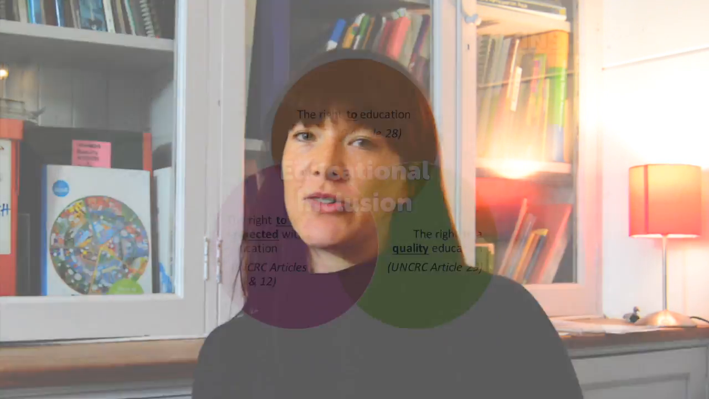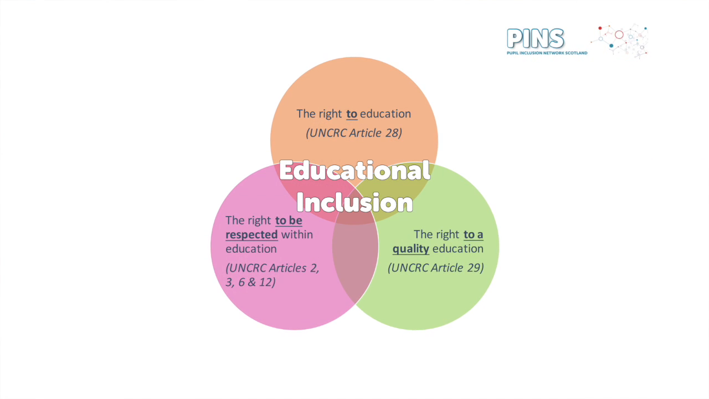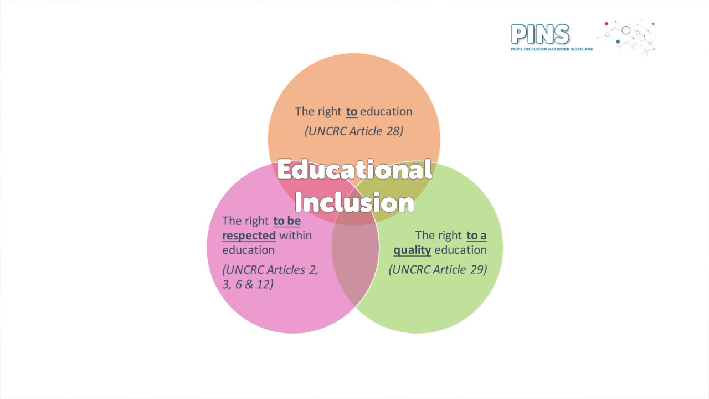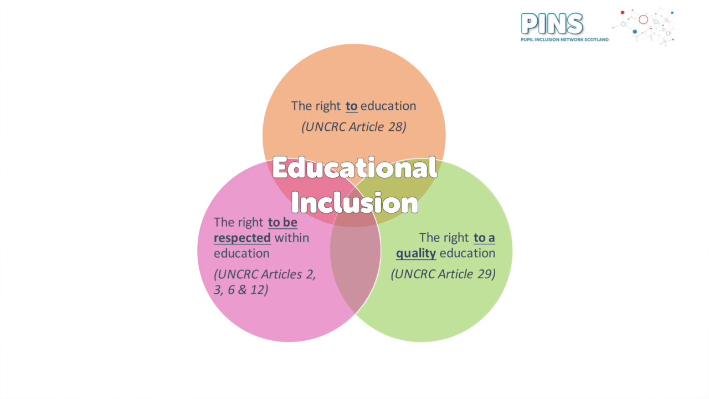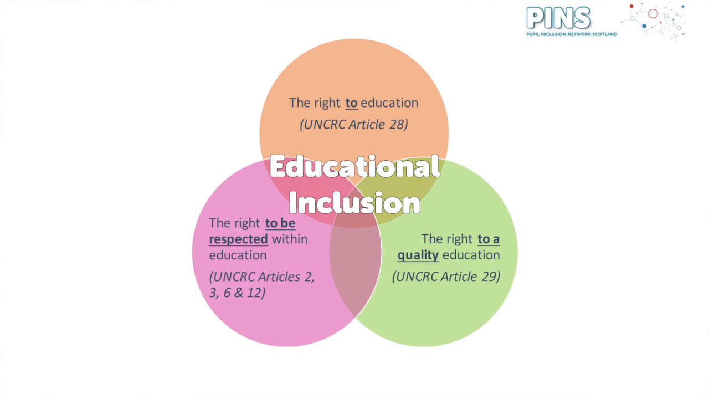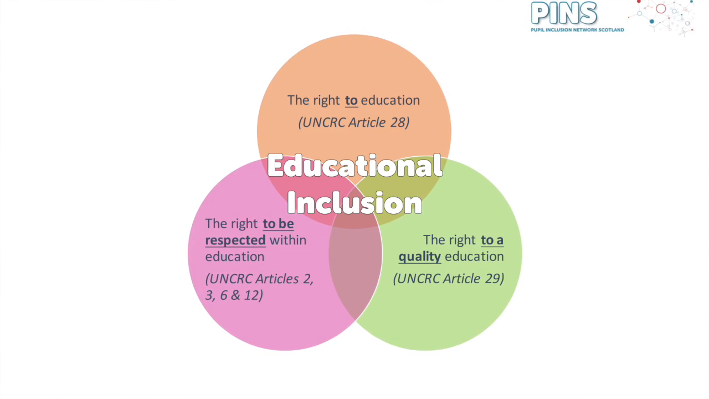Most people know that children have the right to education. However, inclusive education is more than just about the right to education. Inclusive education is when you bring together the child's right to education with their right to a quality education, which is also defined in the UNCRC, and the right to be respected within education, which is defined through the general principles of the UNCRC. So the right to education is in Article 28 of the UNCRC.